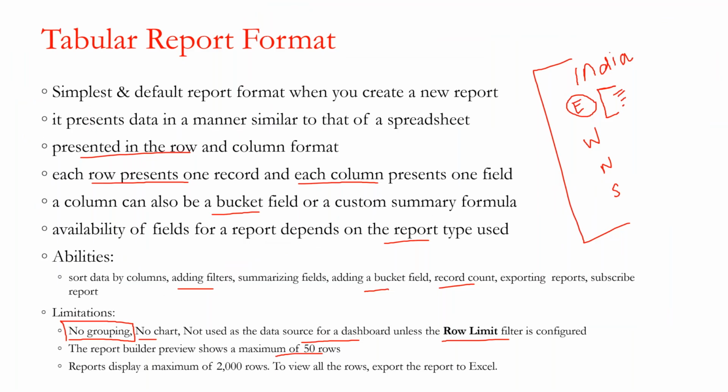Okay, so in summary, a tabular report is nothing but a row-column format which cannot be used as a data source to my dashboard. Okay, you can do bucketing, you can do summarizing of the column, you can do sorting of the columns, everything, but you cannot add any chart, you cannot do any grouping. Okay, so we'll see one hands-on of how I'm going to create a tabular report, and what we can do on that. Thank you. Stay tuned for the next session to do a hands-on on the tabular report. Thank you.